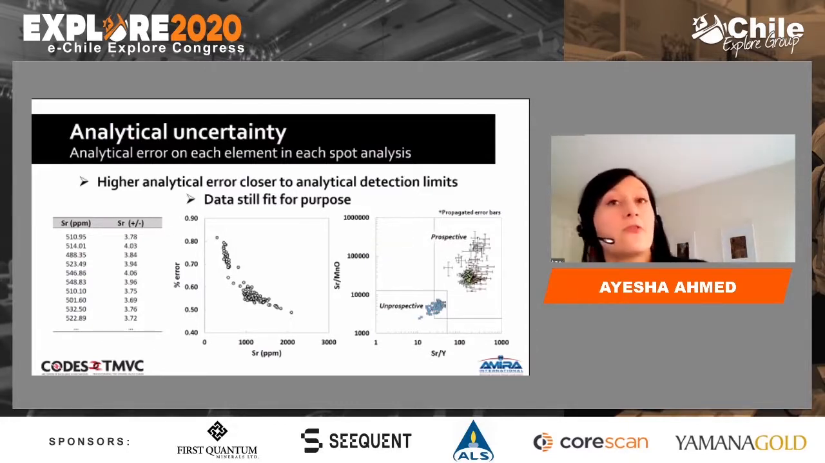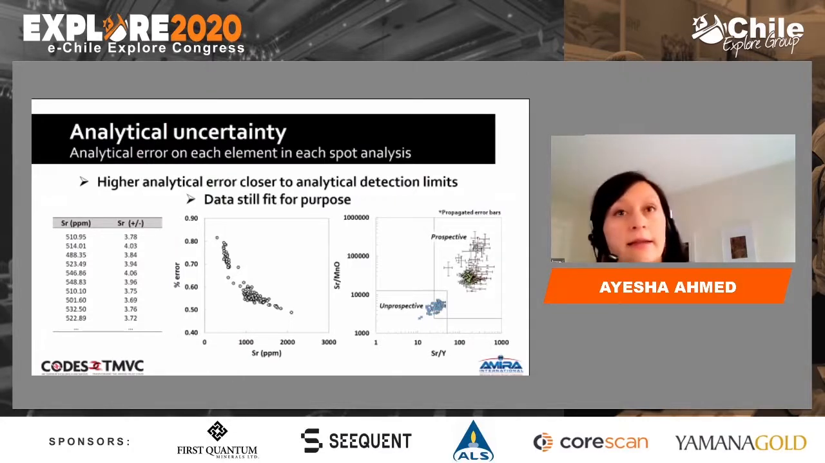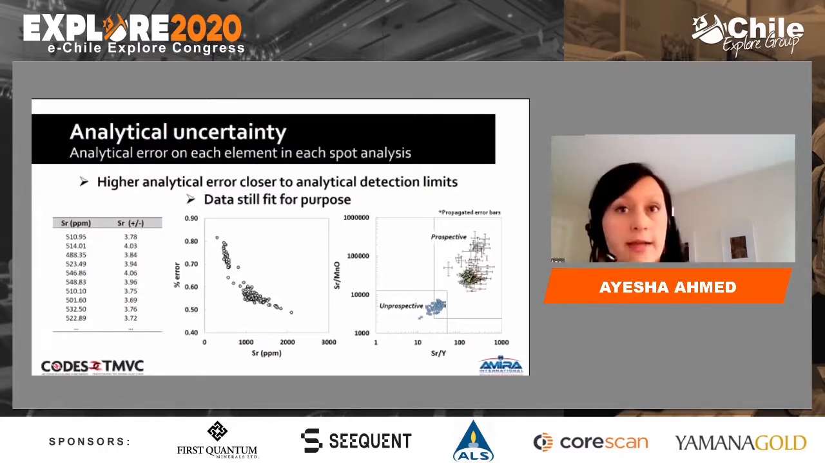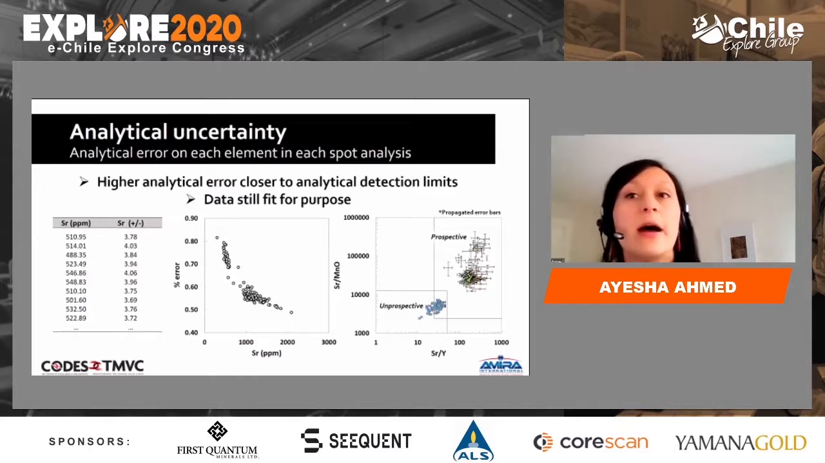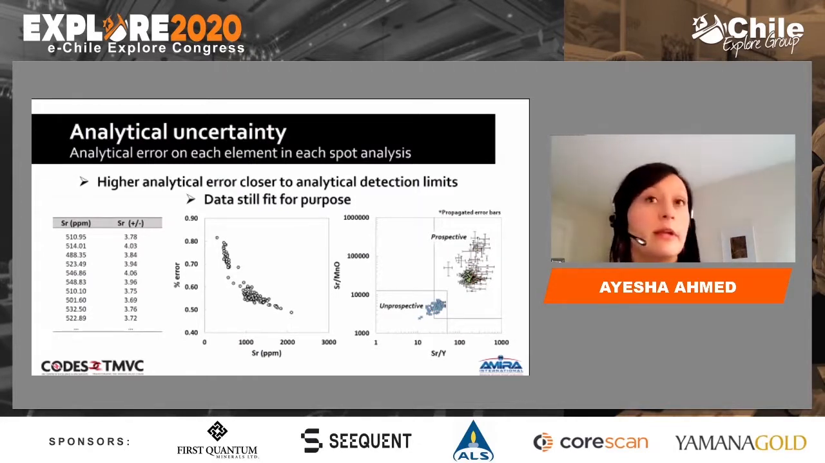The analytical error for manganese and yttrium, not shown here, is higher. It's up to 30%. And this number may seem really high to you, but again, let's bring it back to the fertility diagram on the right. What you can see is that the analytical error bars show that we can still confidently distinguish between different samples and different fertility responses, even with analytical uncertainty. So again, our data is fit for purpose.